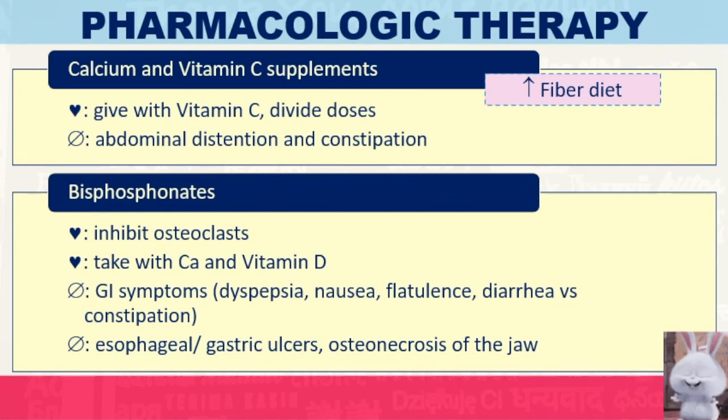Now, GI symptoms, dyspepsia, nausea, flatulence, diarrhea, and constipation may occur. Okay? By the way, in calcium, constipation is also common. That's why still increase oral fluid intake. So it prevents constipation. It also prevents your stone formation. That's for calcium. Going back to your biphosphonates would also have the risk of esophageal ulcers, gastric ulcers, and even the osteonecrosis of the jaw. Look at it, osteonecrosis of the jaw.